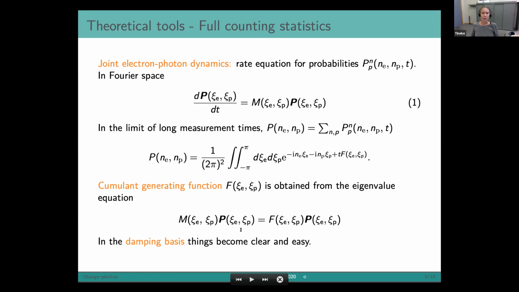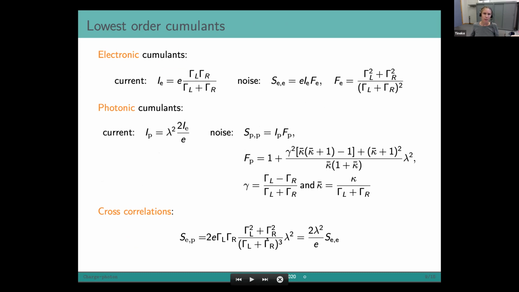Now, when you just write out this problem, it seems very complicated and hard to solve, but it turns out there's one basis, the damping basis, in which things become rather transparent. This damping basis is the basis in which the leaking from the cavity part of your system is diagonal. It was the first time I had seen this basis, but in quantum optics this is a very regular basis to use. So you can solve these equations and get out the lowest order cumulants. We are, as usual, interested in just the mean current and noise.